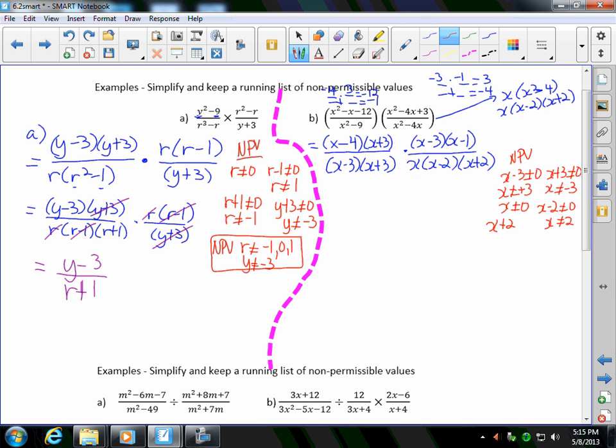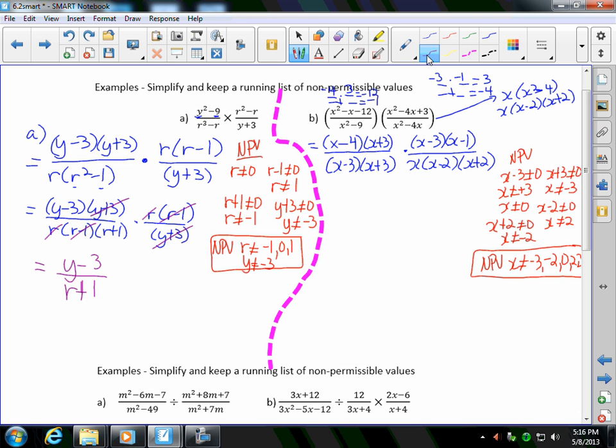And I have x plus 2 not equal to 0. So x can't equal negative 2. So my list of restrictions, x cannot equal negative 3, negative 2, 0, 2, oh, I'm going to run out of room there, and 3. So those are restrictions. So now I can go to my canceling.